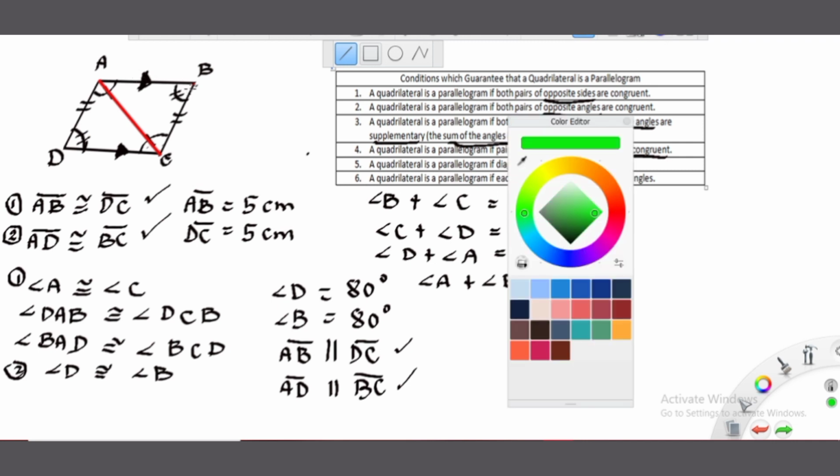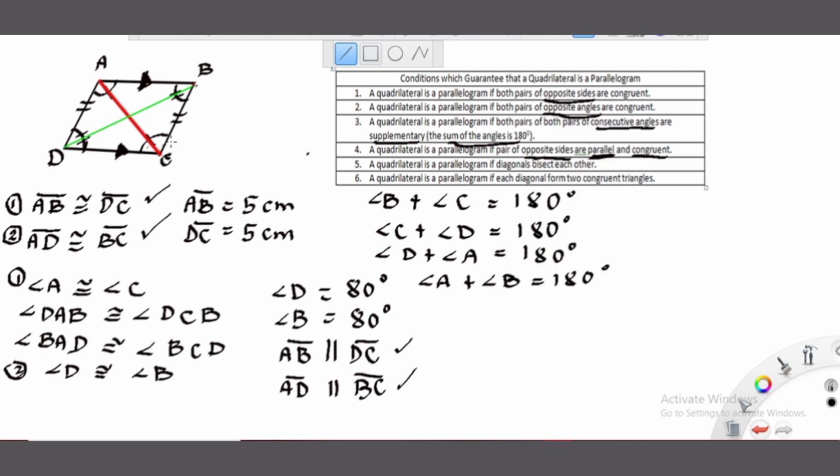Gamit tayo ng green to show this. Ayan siya. So we have two diagonals for our given quadrilateral. If this is a parallelogram daw, yung diagonals daw bisect each other. When we say bisect each other, it means na since nag-intersect itong dalawang diagonal natin, nahati sila, nahati nilang isa't isa into two congruent parts or into two equal parts. Yan pang ibig sabihin ng condition number 5.